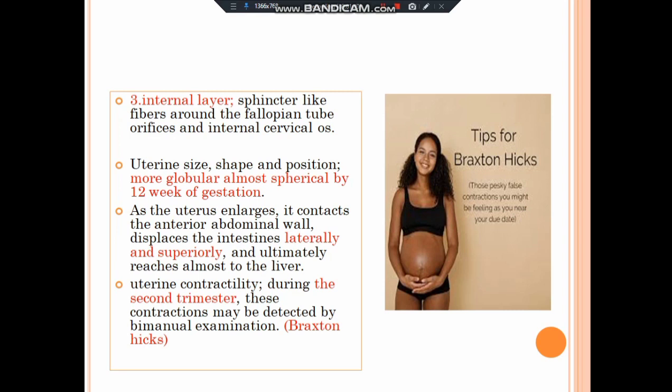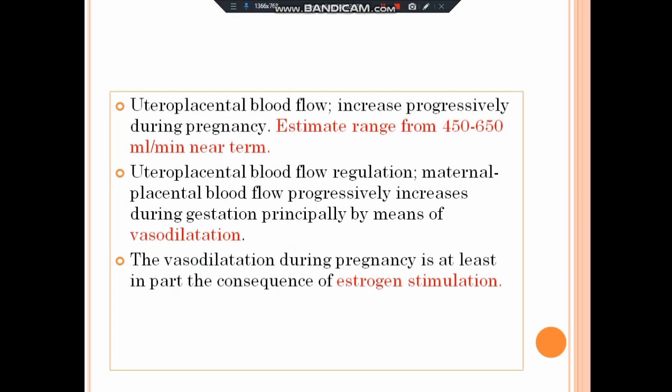Uterine contractility. We call it Braxton Hicks, also known as false labor, which can be seen from around 12 weeks of pregnancy or when we are going towards labor time.